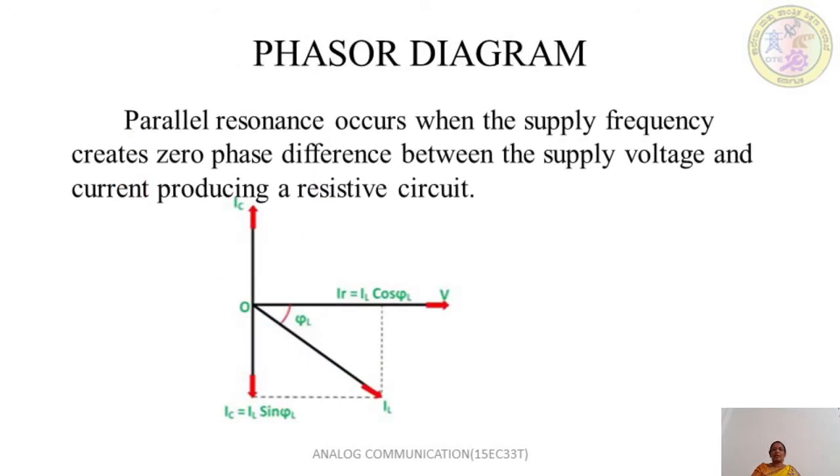Next, the phasor diagram. Parallel resonance occurs when the supply frequency creates a zero phase difference between the supply voltage and the current, producing a resistive circuit. That is, from the phasor diagram, we know that the circuit current I is in phase with the supply voltage. The reactive component IL will be in phase opposition to the capacitive current IC; it is opposite to the IL.